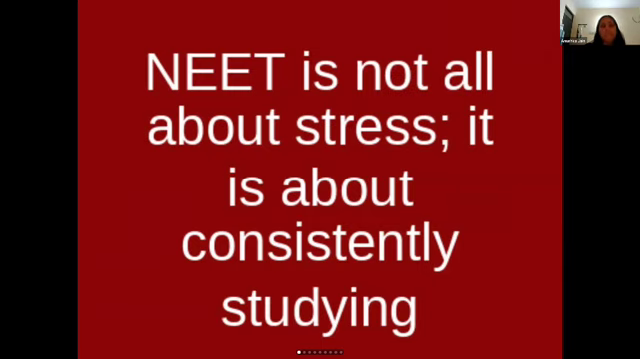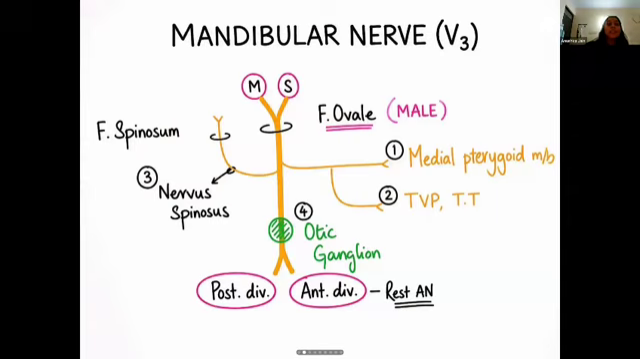It's about mandibular nerve. As we all know, mandibular nerve is a mixed type of nerve, right? Now, why is it a mixed nerve? Because it contains both motor as well as sensory fibers. Both these fibers pass through foramen ovale.